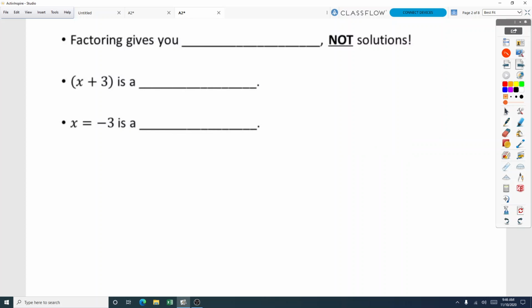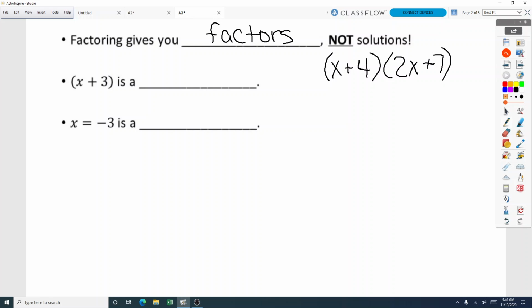First of all, factoring gives you factors, okay, not solutions. Remember, when we factor, I get two factors. So something like x plus 4 and maybe 2x plus 7. Okay, that's what we've been doing for the last several days. We've been factoring. Factoring gives us factors. So x plus 3 is a factor.